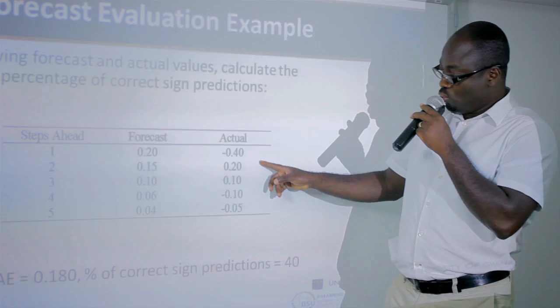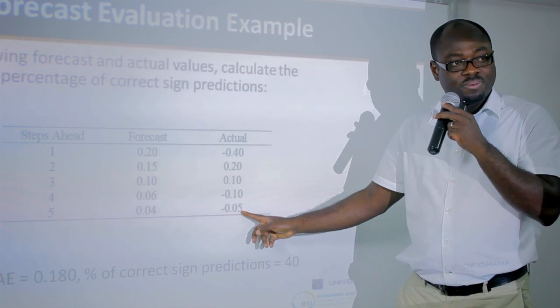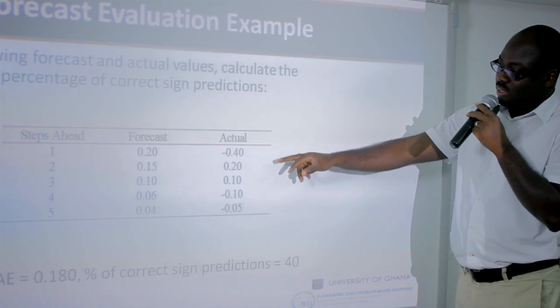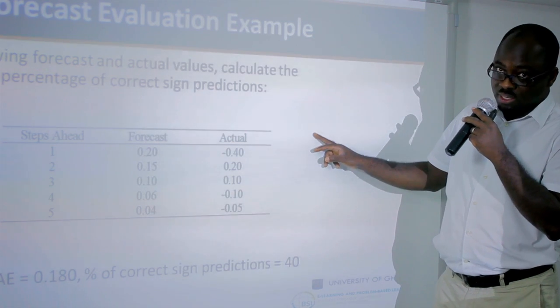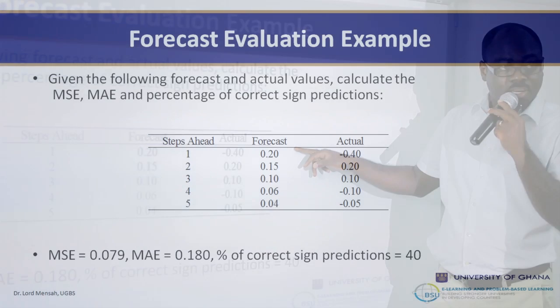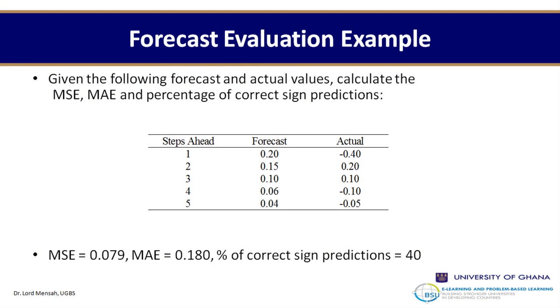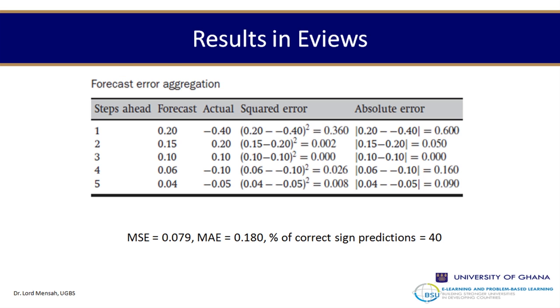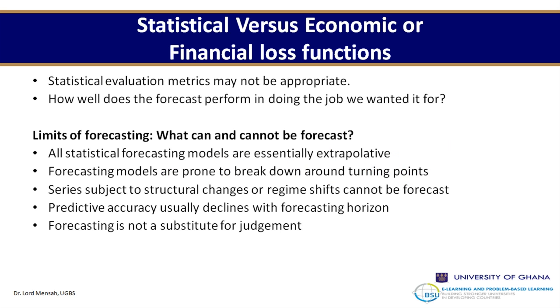Okay, so we have 2/5. If you look at the percentage of correct signs, the first case will be 0. The second case will be 1. The third case will be 1. Then the fourth case will be 0, and the fifth 0. So you have 2/5 times 100. So that gives you the 40%. Okay? So this is how you get a mean squared error and then the mean absolute error. It's clear. Okay? Compute the values.